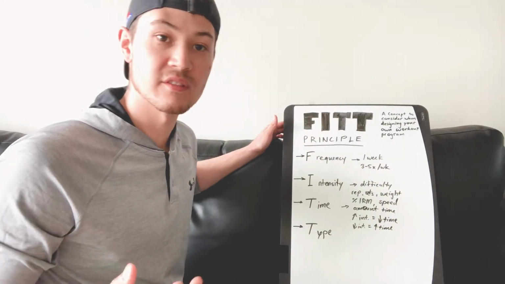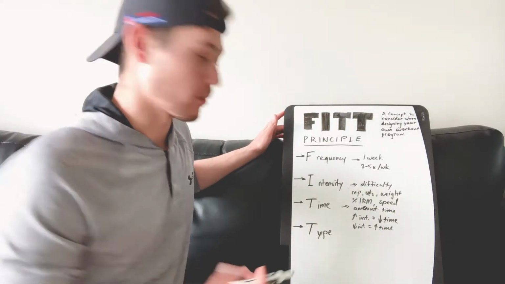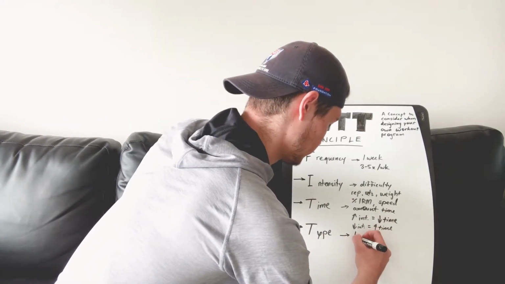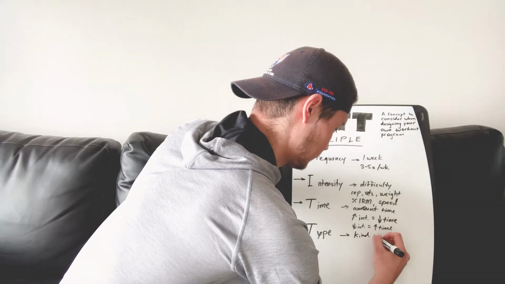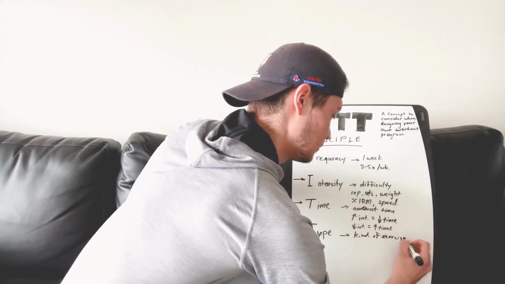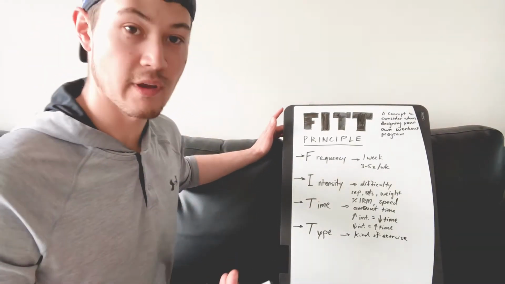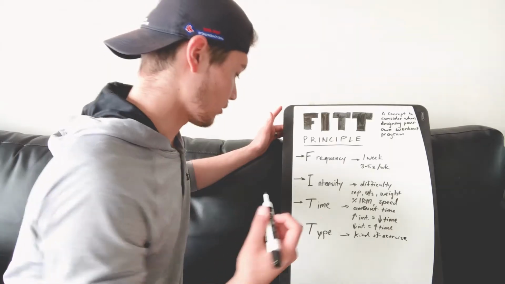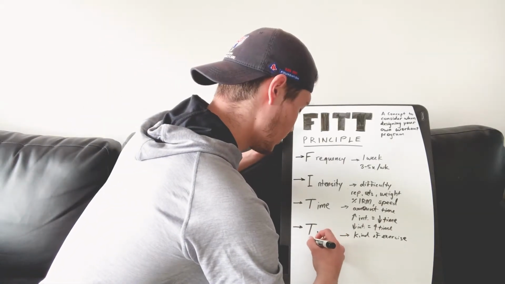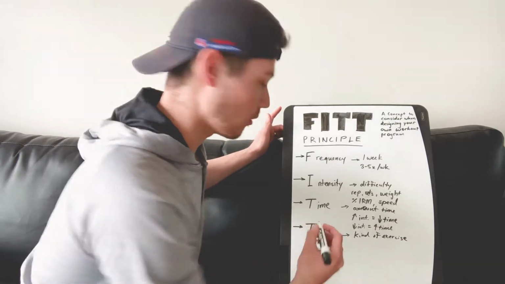Good. And the last one is type, which refers to the kind of exercises you're doing for your goals. Again, depending on your goals, if your goal is strength, you're going to be doing strength kind of exercises. So, something like pull-ups, push-ups, dumbbell work, barbell work.